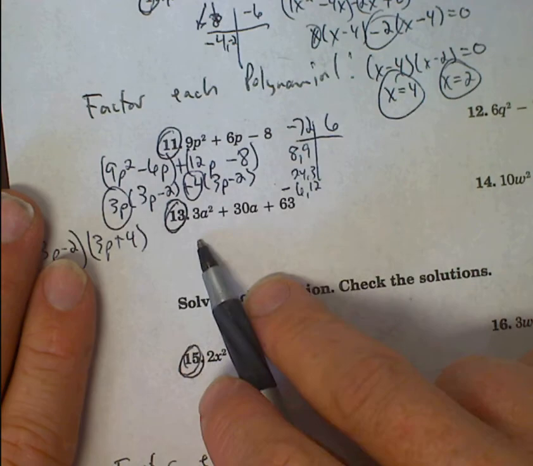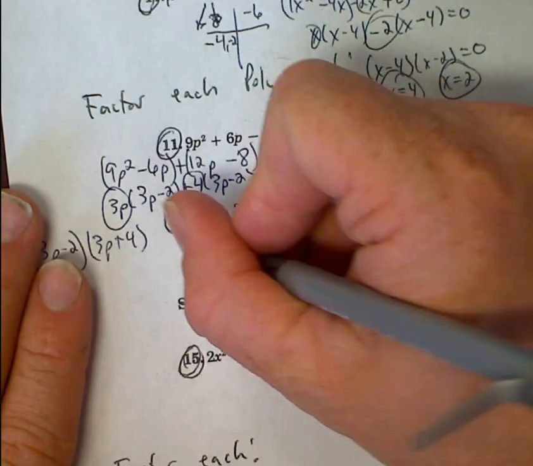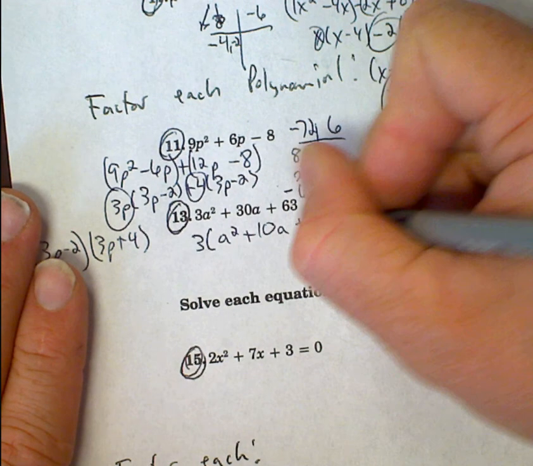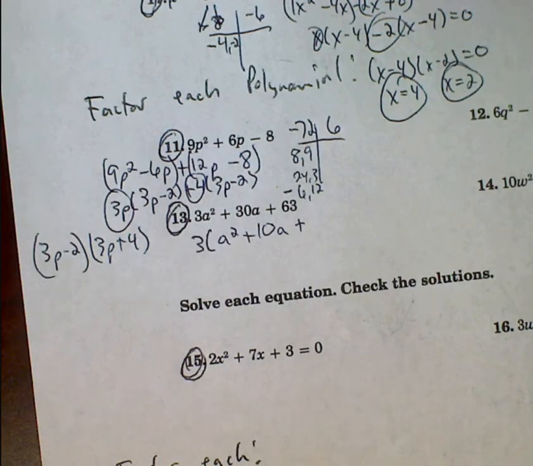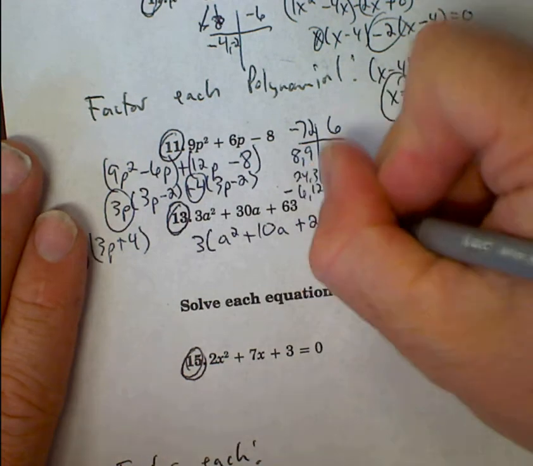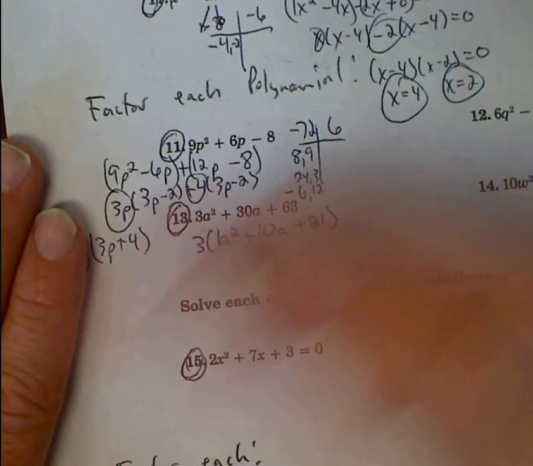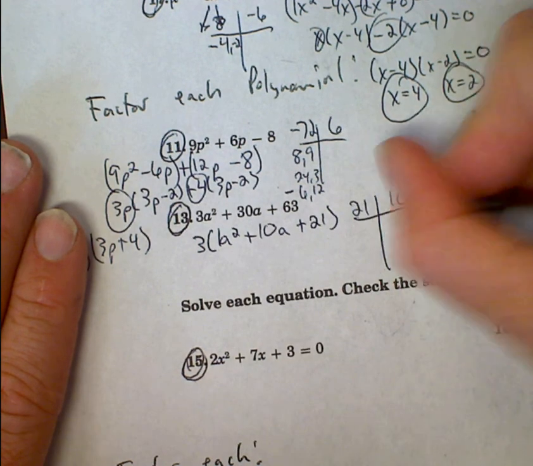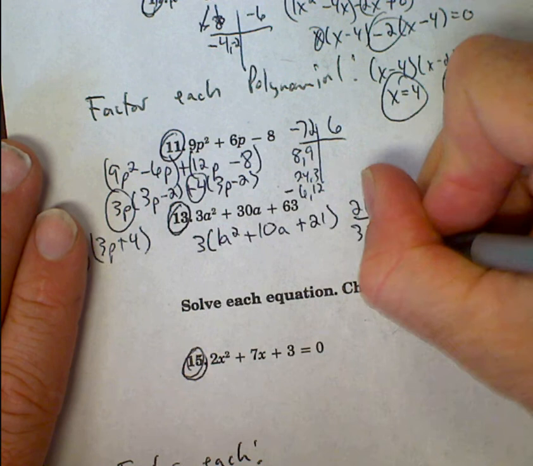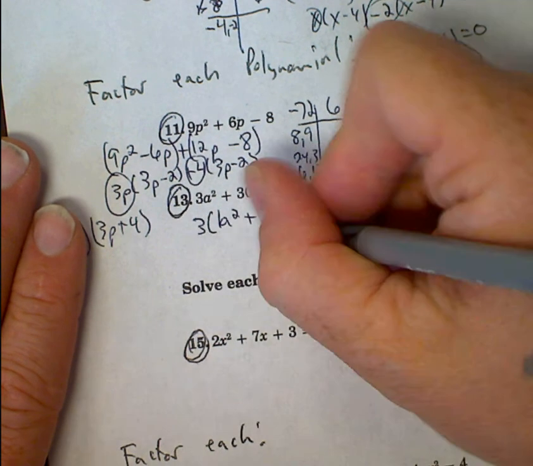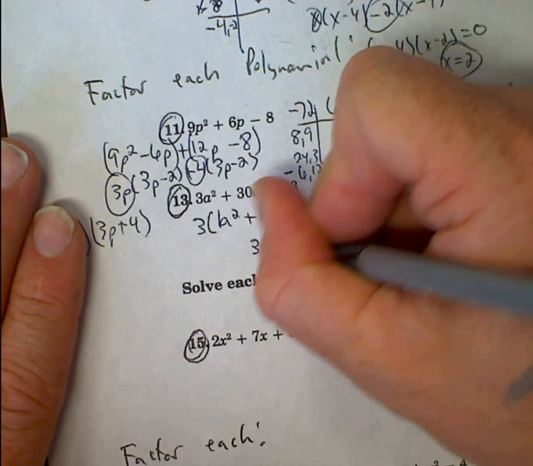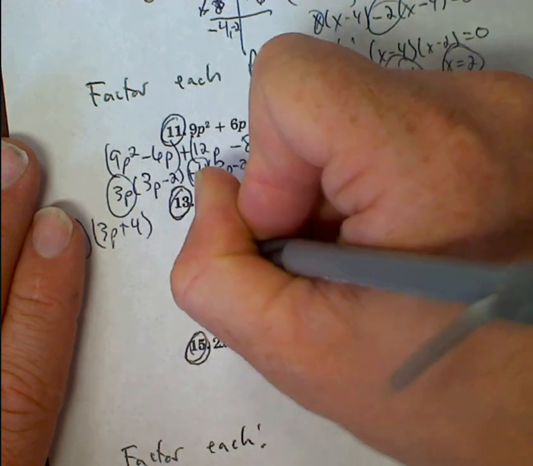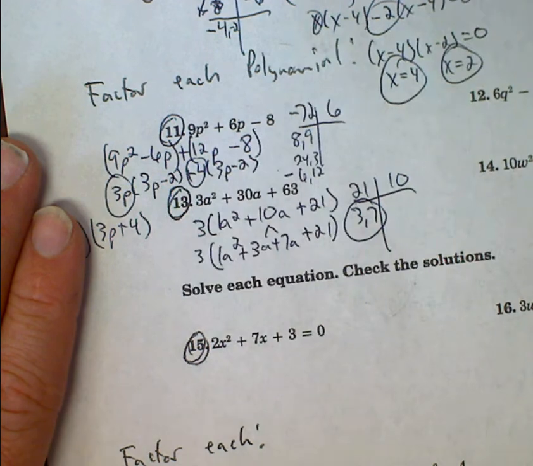Number 13. I need you to notice that we can actually take a 3 out of all of these. 63 divided by 3 is 21. So now I have that. Now I can go ahead and do my t-chart. 1 times 21 is 21, middle term is 10. 3 and 7 matches. So I can break down, that becomes 3a plus 7a plus 21, bring down the 1a squared, and I got the 3 on the outside.